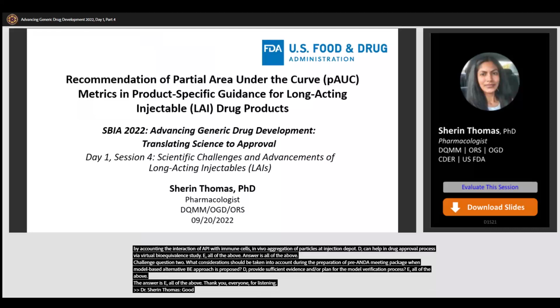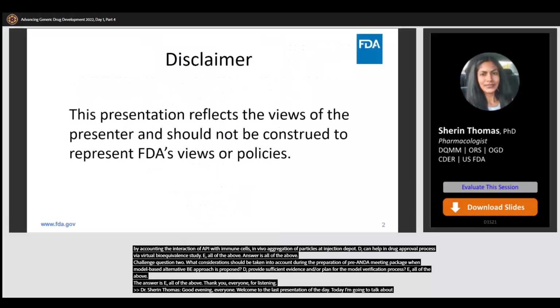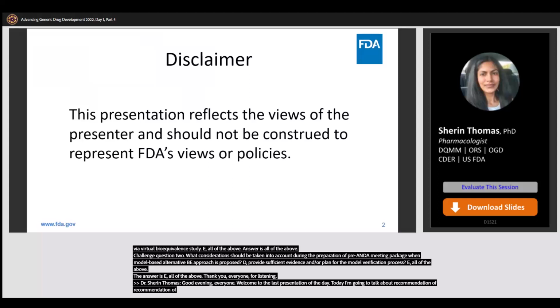Today, I'm going to talk about recommendation of partial area under the curve metrics in product-specific guidances for long-acting injectable drug products. This presentation reflects the views of the presenter and should not be construed to represent FDA's views or policies.